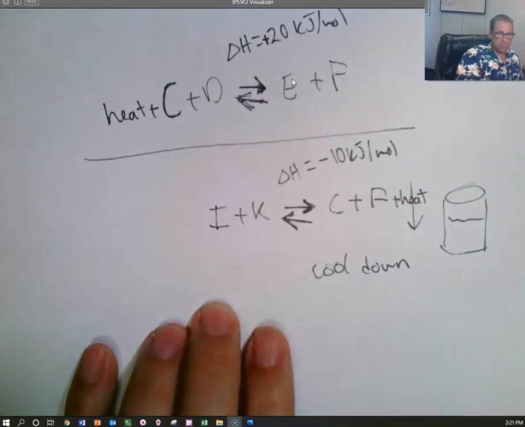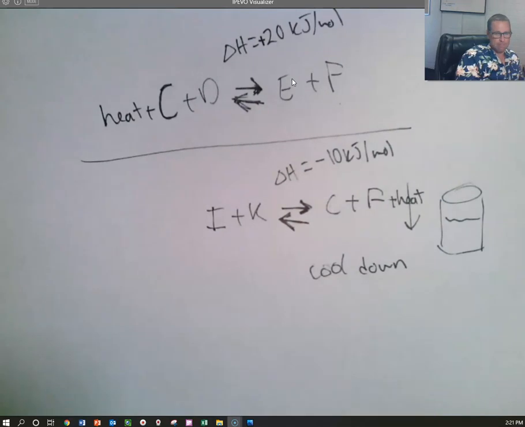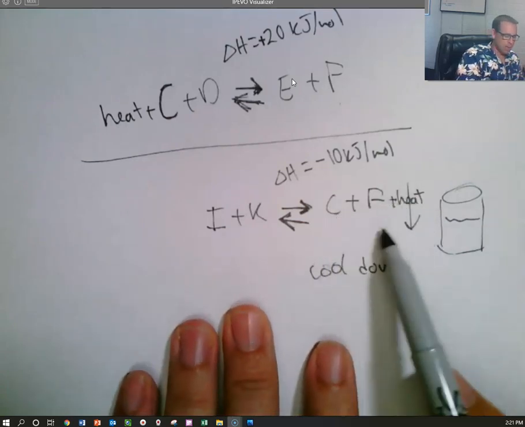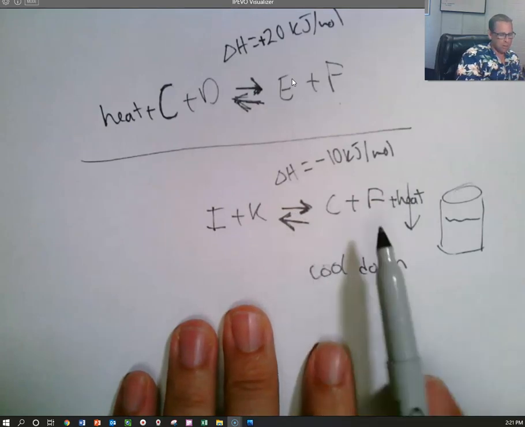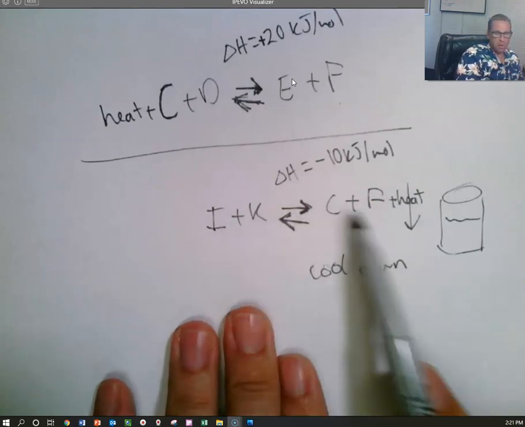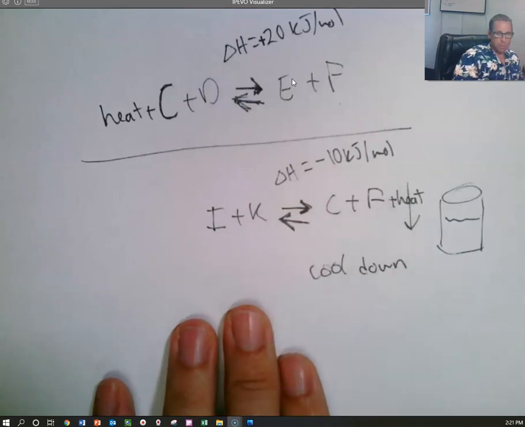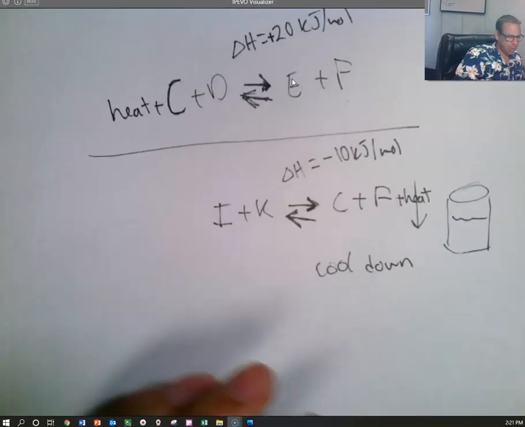I was a little confused, but yeah. Since you're removing that, you have less of it on the right, so that's why it's going to be pushed towards the right. Yes. If there isn't any heat, this reaction can't go to the left. Very good, right? This reaction goes to the right all the time, regardless of whether there's heat or not, and it will be producing more heat.